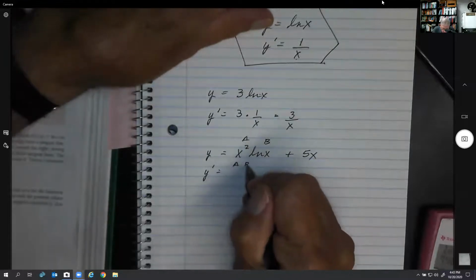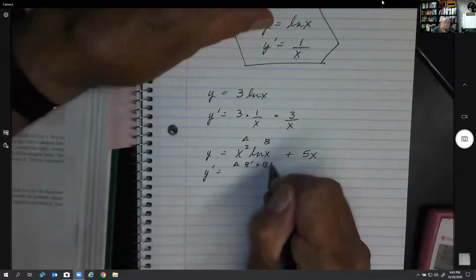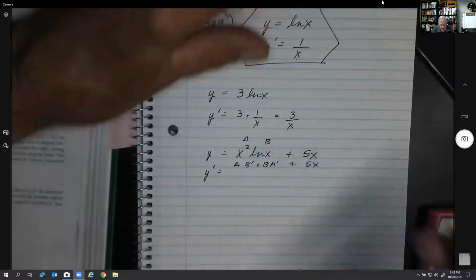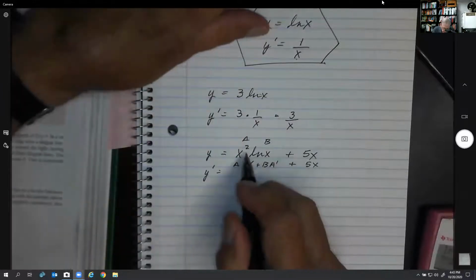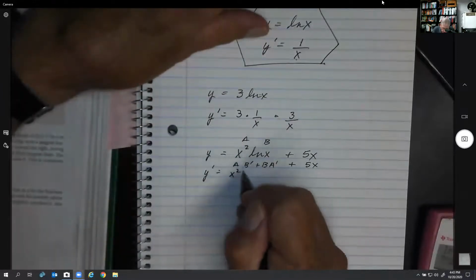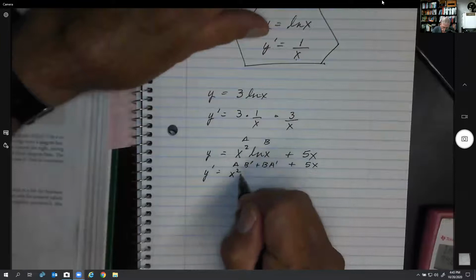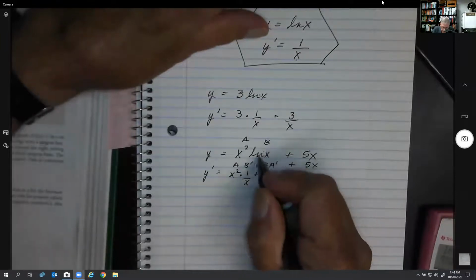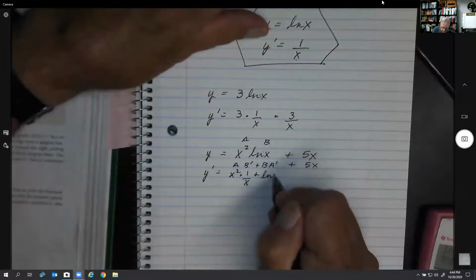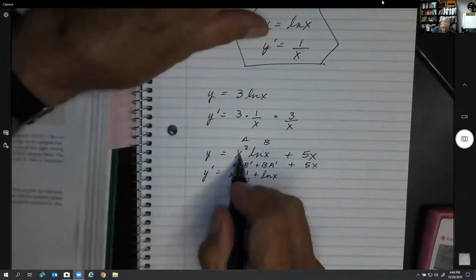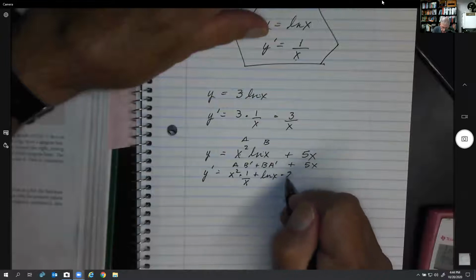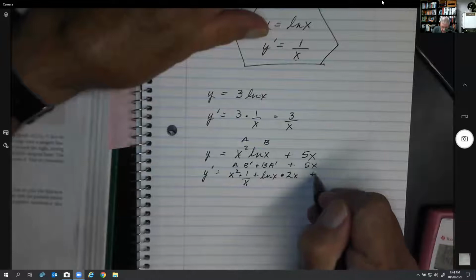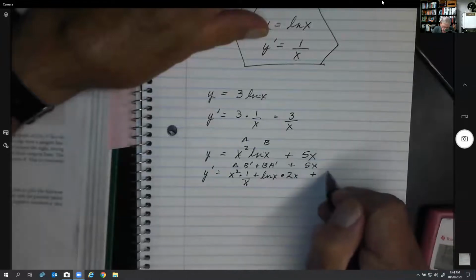A, B prime plus B, A prime plus just the 5x. Nothing fancy about that. So it's A times the derivative of B, 1 over x, plus B, which is just ln x, times the derivative of A, which is 2x, plus the derivative of 5x, which is just 5.